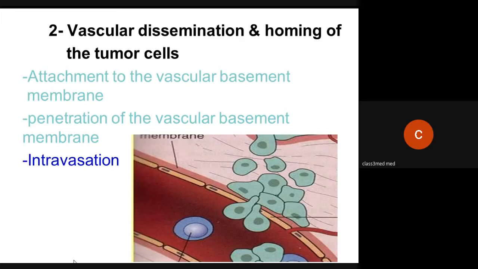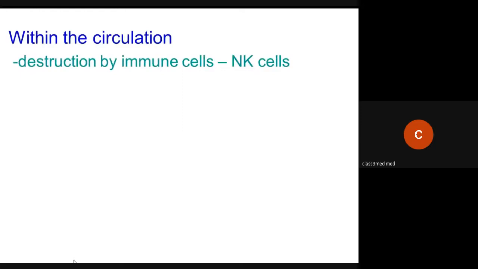Within the circulation, after the intravasation, the tumor cells are now exposed to what? To the immune system. Okay? In the circulation, the tumor cells are now exposed to immune cells. And so the tumor cells should be able to protect themselves from the immune system. Otherwise, they will be destroyed by the immune cells, particularly the natural killer cells. The natural killer cells do not need a previous sensitization to deal with the tumor cells. We will come back to it later in tumor immunity.